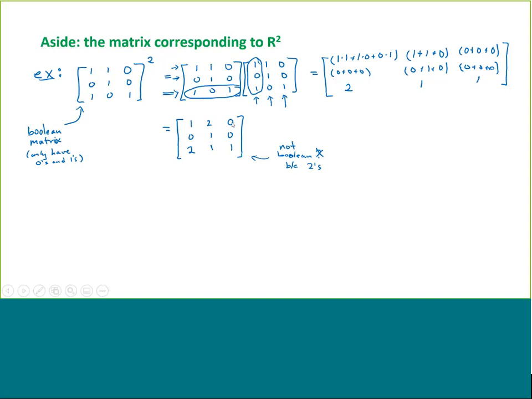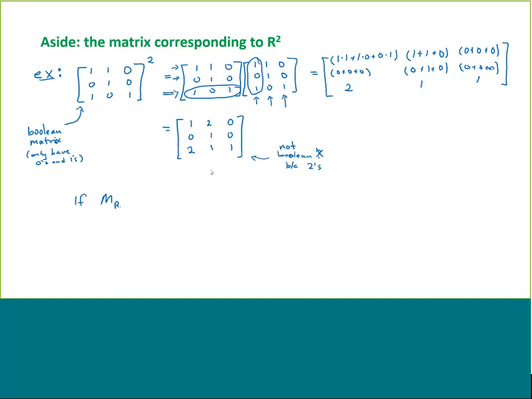Down here, what this would tell you is the 2's. This 2 right here would tell you that there are 2 ways to get from whatever vertex was on the first row to whatever vertex was on the second row. So these guys totally model things that are important, but they wouldn't model the actual matrix associated with R2.